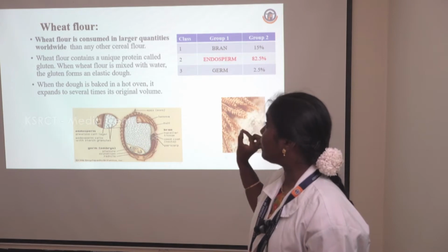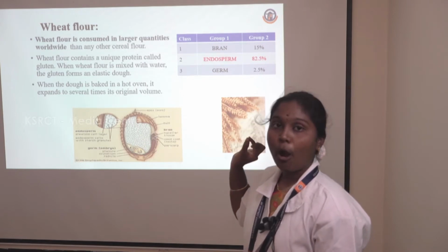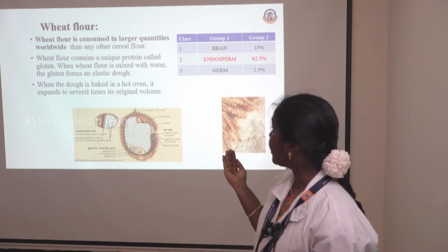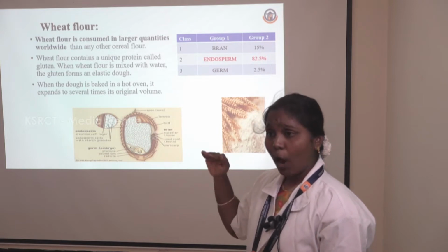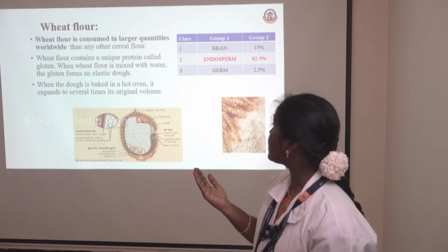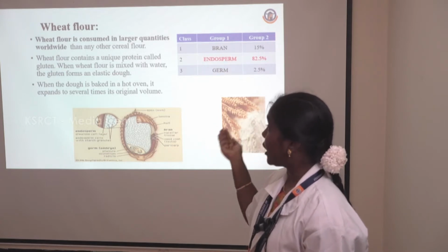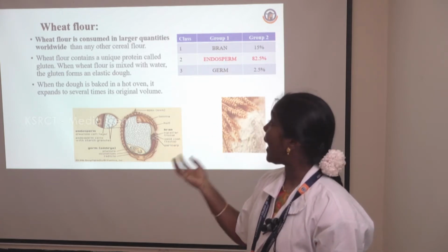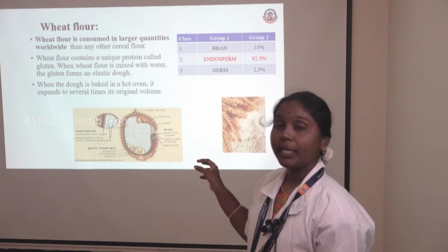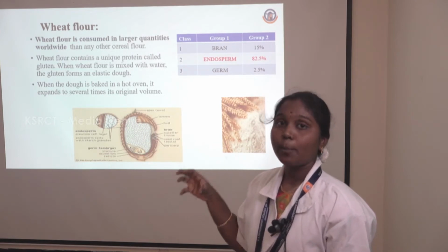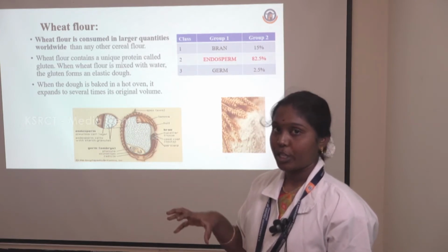These unique protein components are mostly helpful for dough making. What is the purpose they are used for? When wheat flour is mixed with water, the gluten component becomes elastic in nature. Elastic in nature is nothing but the rheological property of this particular protein component.